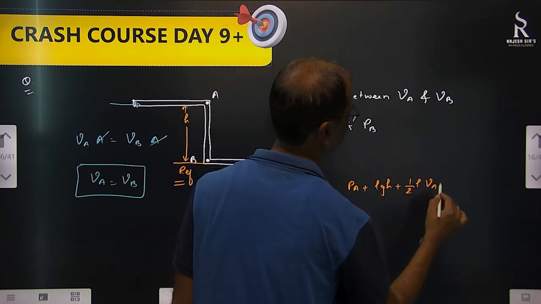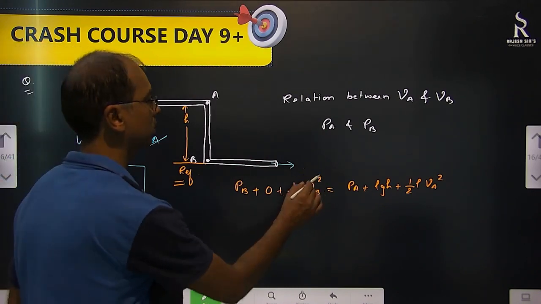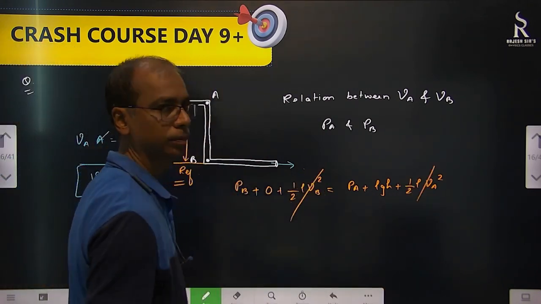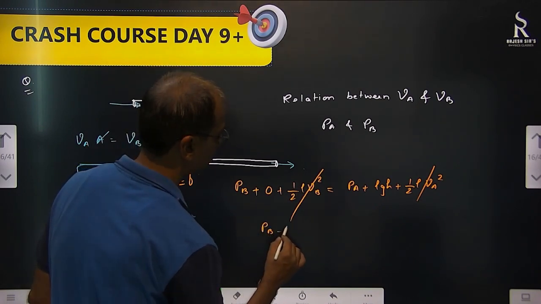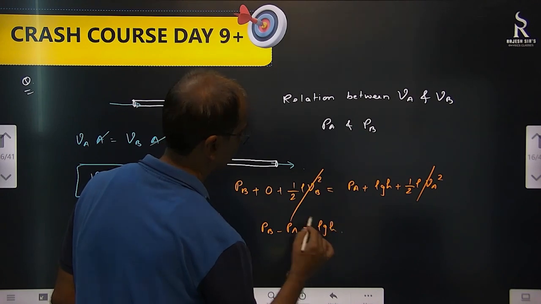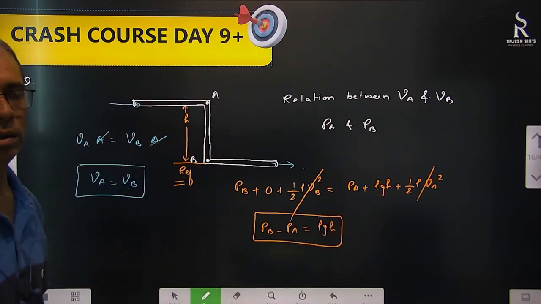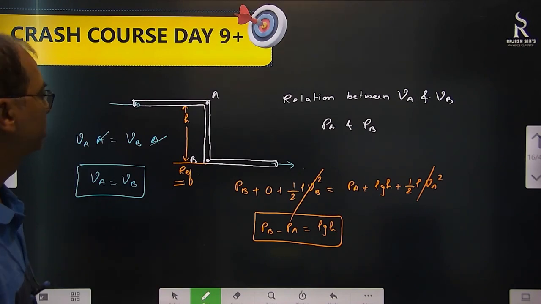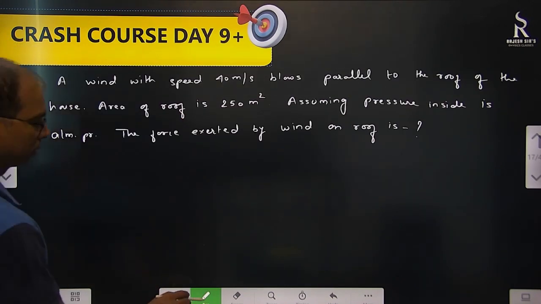Now we already have seen that velocity at A and velocity at B are equal, so this and this are the same. So what we can say? Pressure at B minus pressure at A equal to rho GH. Right? This is like this. Okay, let's move ahead then. One more question is there.